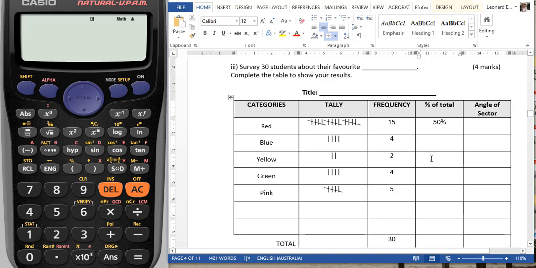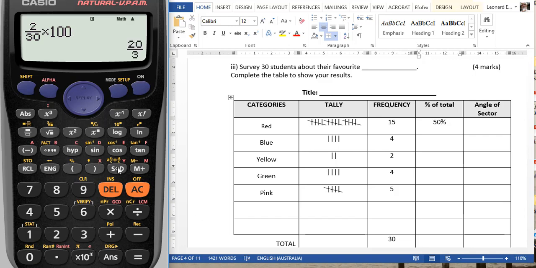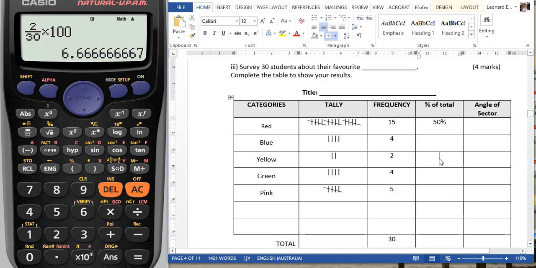If I wasn't sure what my percentage was, I can use my calculator. For example, if I was doing yellow, I would find 2 out of 30 as a fraction. And then I would multiply it by 100 because percentage is out of 100. If I get this improper fraction here, I press my SD button and that gives it to me as a decimal. I've been telling the students to round to 1 decimal place, so that would be 6.7%.